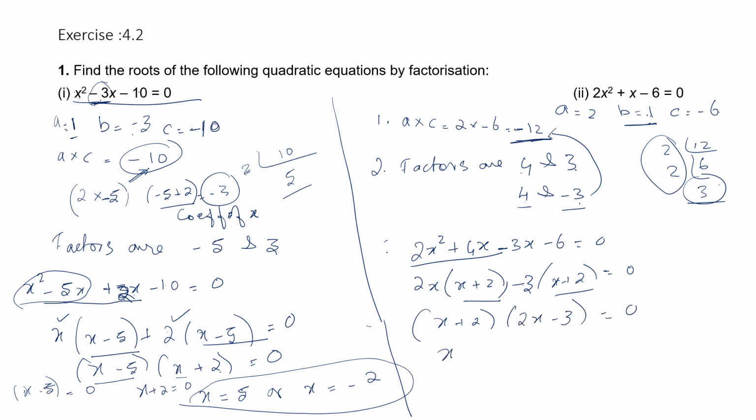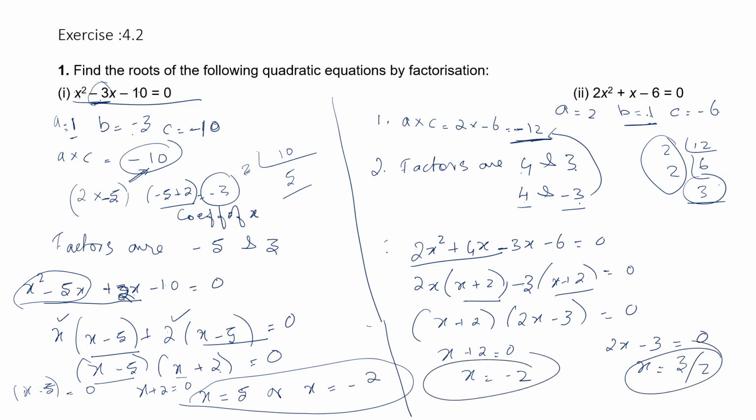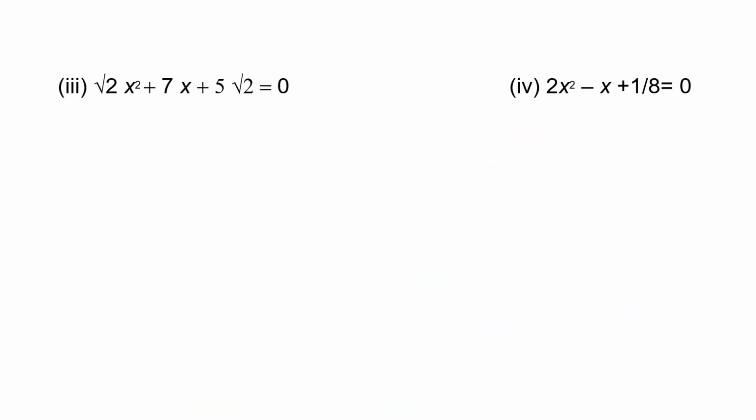So either this is 0 or that is 0. So the first term is 0 or the second term is 0. On equating that, I can find the value of x on both sides. x is equal to -2 or x is equal to 3/2. Substitute and see, this will be the solution. Okay. Yes, next question. Don't panic on seeing the roots.